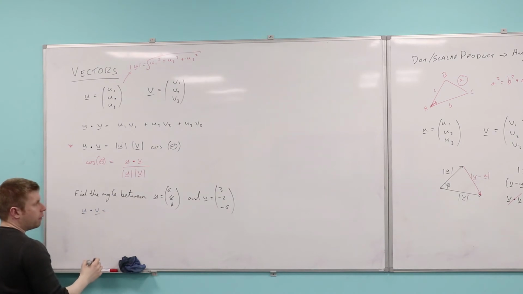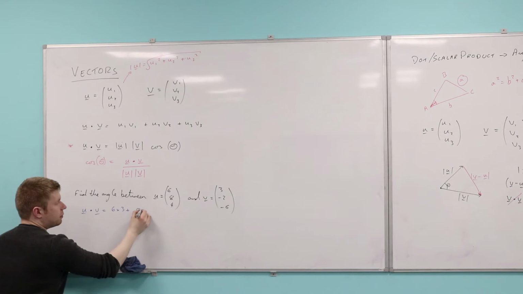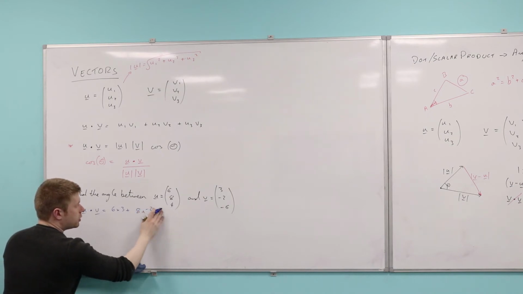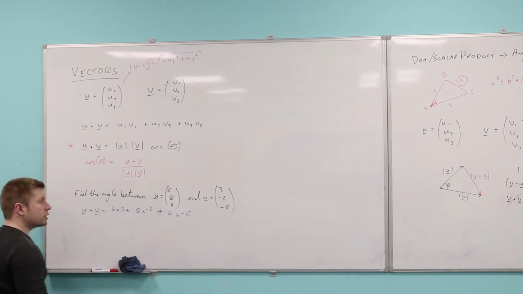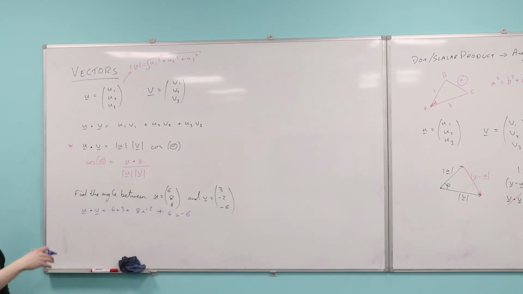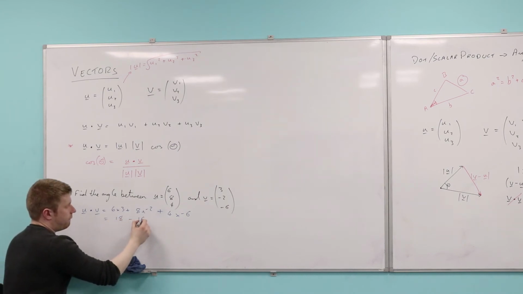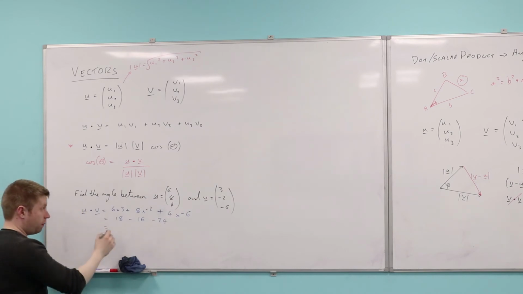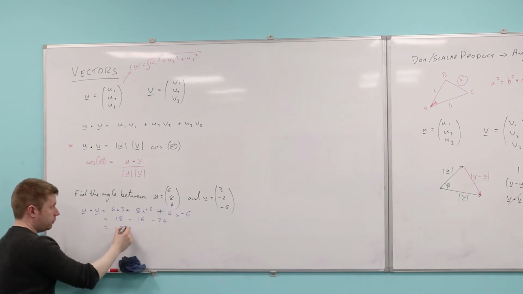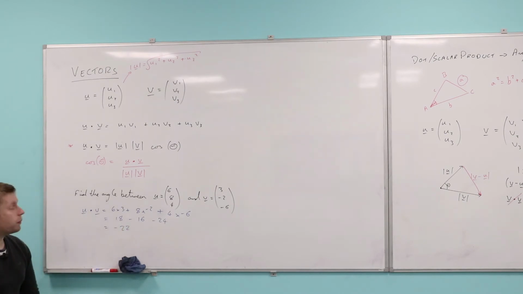So u1 times v1 plus u2 times v2. Exactly. So 6 times 3 plus 8 times -2 plus 4 times -6. Just simply multiply corresponding elements together, then add them. So what do I get? 18 minus 16, that's 2, plus -24. So 2 plus -24 is -22. Good, it's -22.